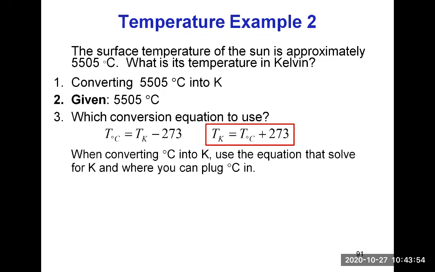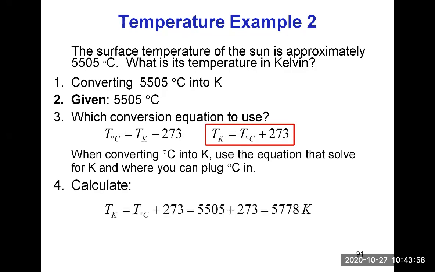So now we are ready to calculate and we need to plug in the values. The temperature in degrees Celsius is 5,505 plus 273. The calculator answer is 5,778 kelvins. We don't say degree for kelvins, we just say kelvins.